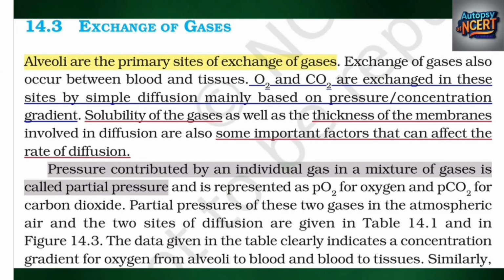14.3 Exchange of gases. Alveoli are the primary sites of exchange of gases. Exchange of gases also occurs between blood and tissues. O2 and CO2 are exchanged in these sites by simple diffusion, mainly based on pressure or concentration gradient. Solubility of the gases as well as the thickness of the membranes involved in diffusion are also some important factors that can affect the rate of diffusion.